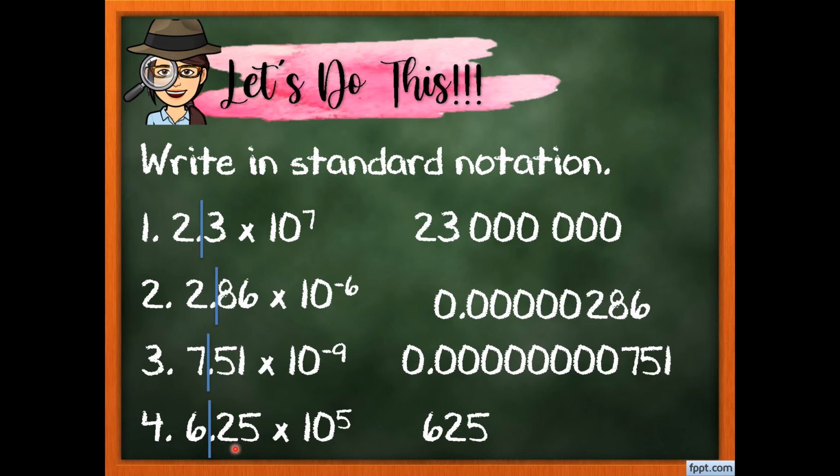May dalawa na tayo, 2 and 5. So, ilan na lang kulang? 3 na lang. You need to add 3 more zeros. So, 1, 2, 3. So, the answer is 625,000.